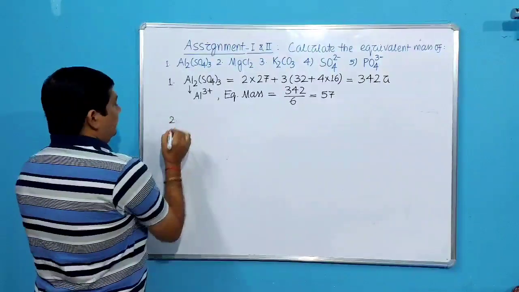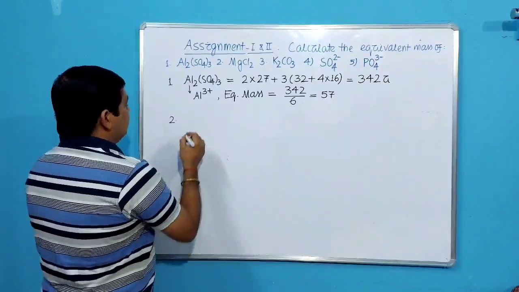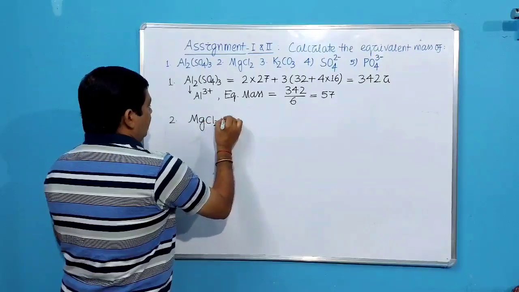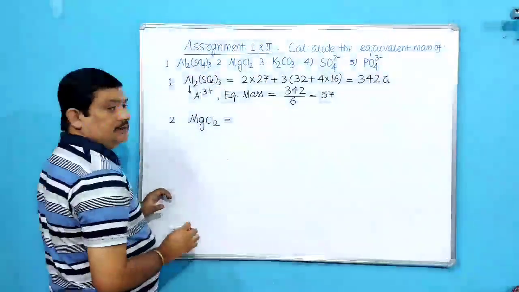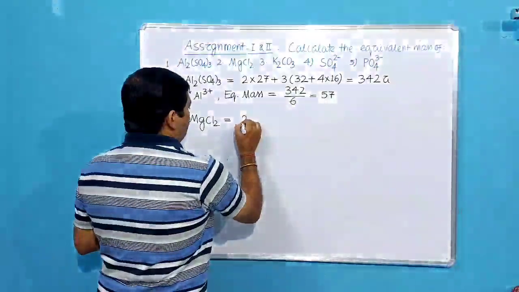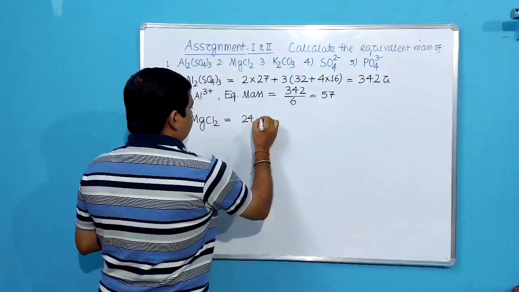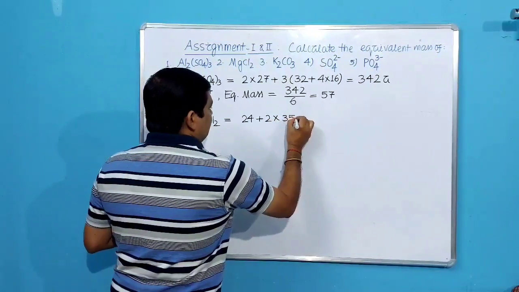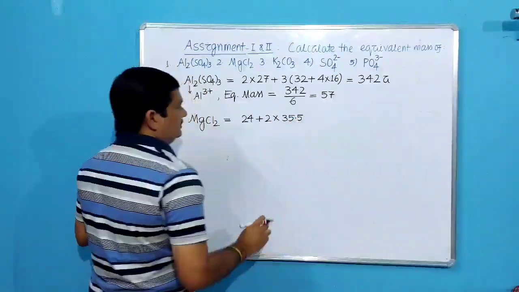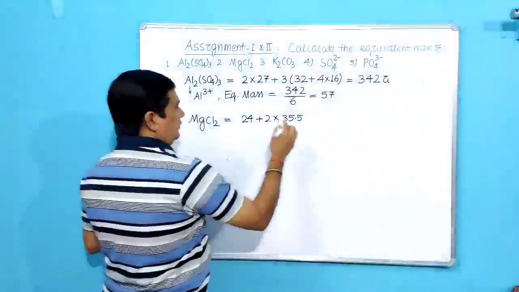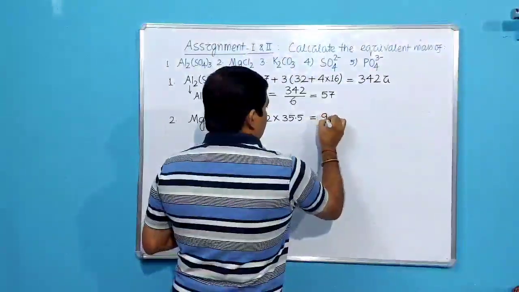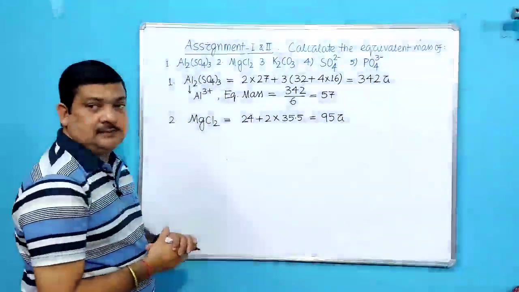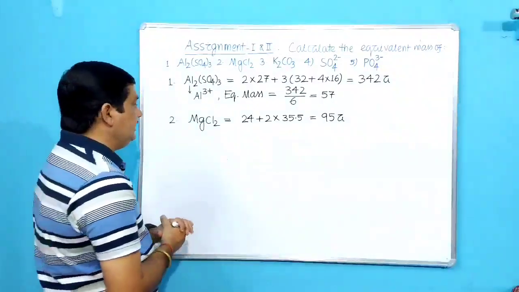Then number 2, equivalent mass of magnesium chloride. First let us find out the molecular mass. Magnesium atomic mass is 24, plus 2 chlorine atoms, 2 into atomic mass of chlorine, that is 35.5. So 71 plus 24, 95. So the molecular mass of magnesium chloride, which is a salt, is 95 U.